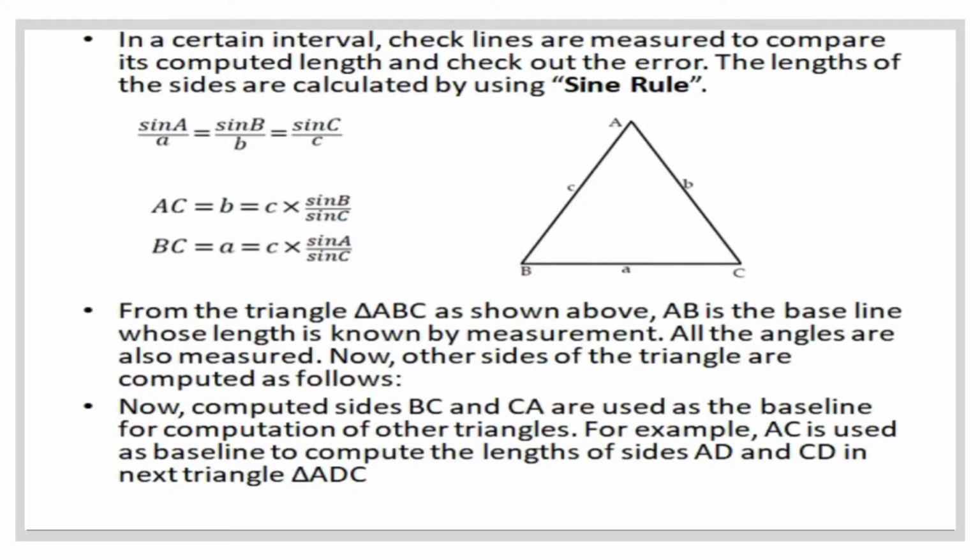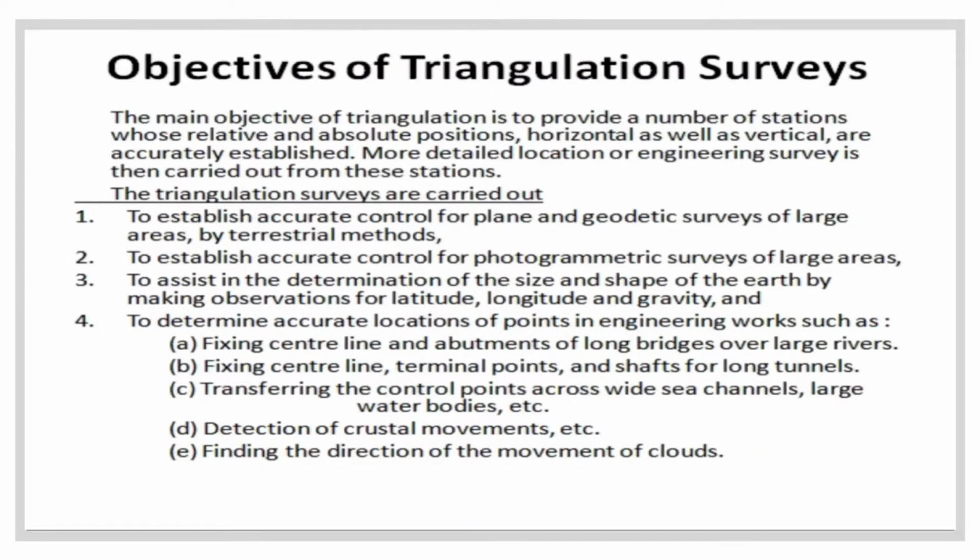From the triangle ABC as shown above, AB is the baseline whose length is known from measurement. All the angles are also measured. Now, other sides of the triangle are computed as follows. Computed sides BC and CA are then used as the baseline for computation in other triangles. For example, AC is used as the baseline to compute the lengths of the sides AD and CD in the next triangle ADC.